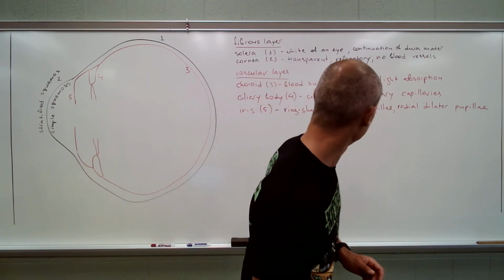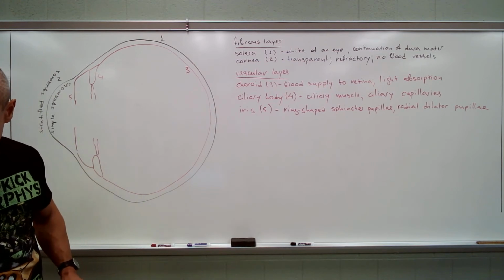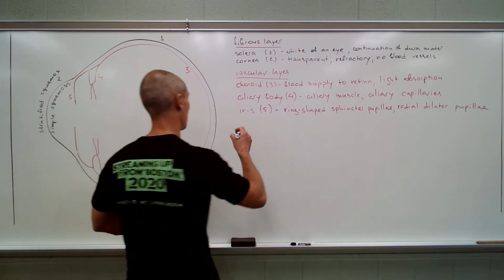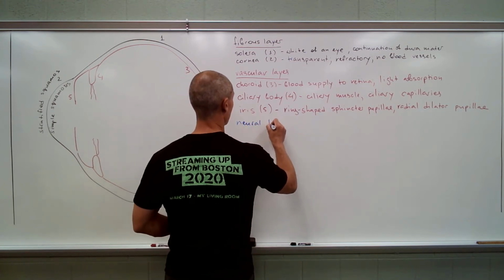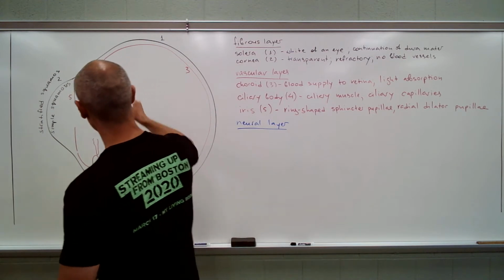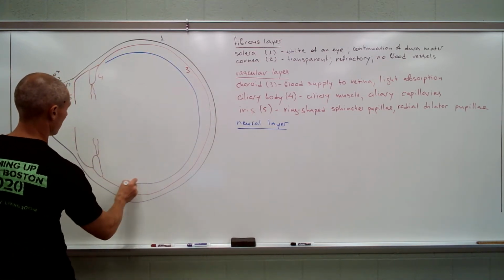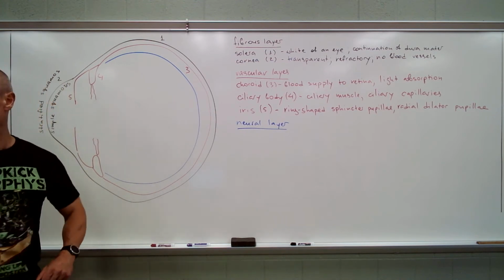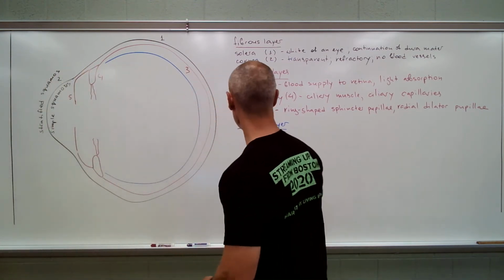Now, a third layer will be retina. Well, technically speaking, it's called the neural layer. Now, I'm going to make it just like this. Okay. So it's a neural layer, and I'm going to give it just one number. It's going to be number 6.